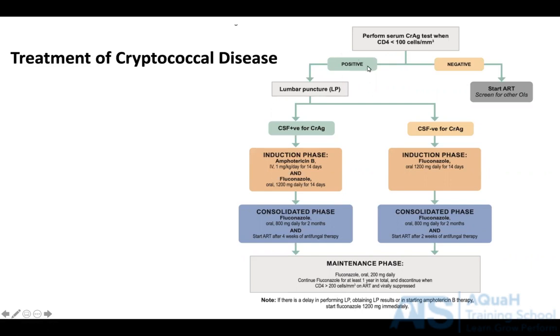Where crack is positive in the blood but negative in the CSF, we call it the prophylaxis wing. The other one is the treatment wing. This is now the fluconazole prophylaxis path. We would start the patient on 1,200 milligrams daily of fluconazole, take it down to 800 milligrams for 2 months, then 200 milligrams for at least a year. Only stop if the CD4 count is more than 200 and the viral load is suppressed.